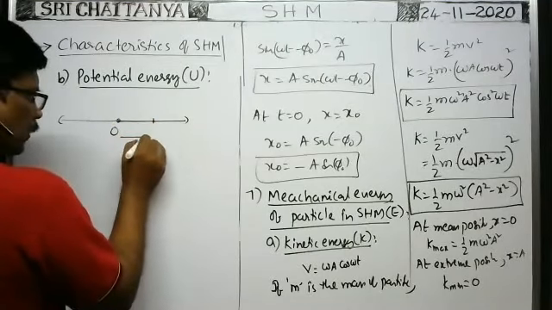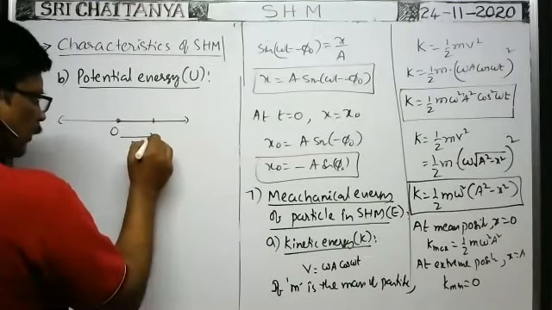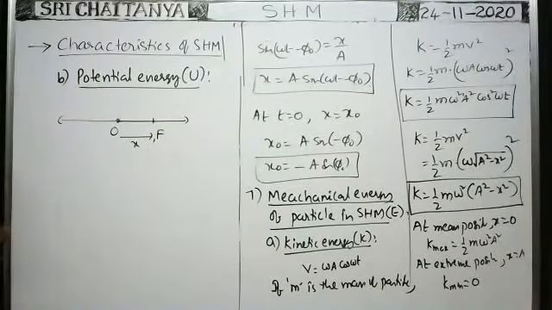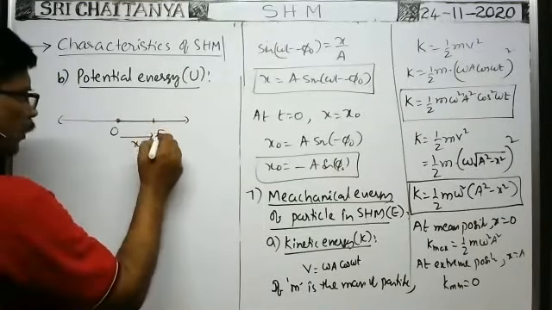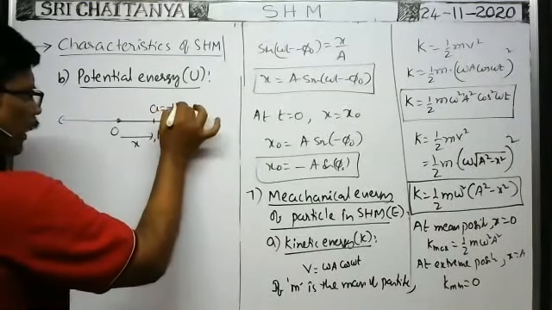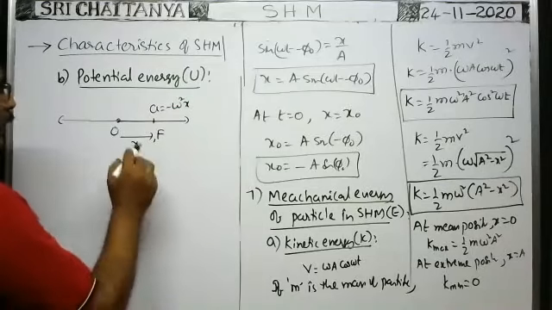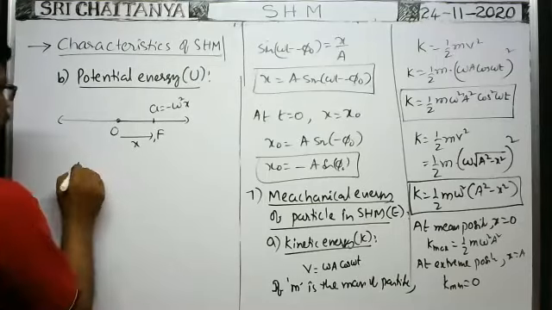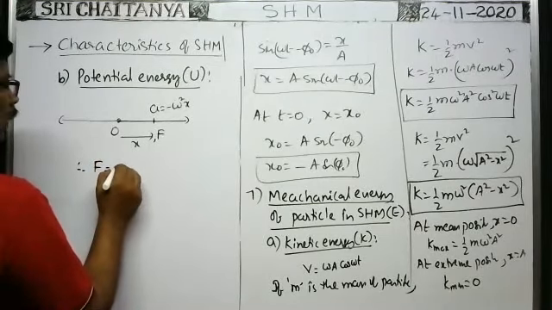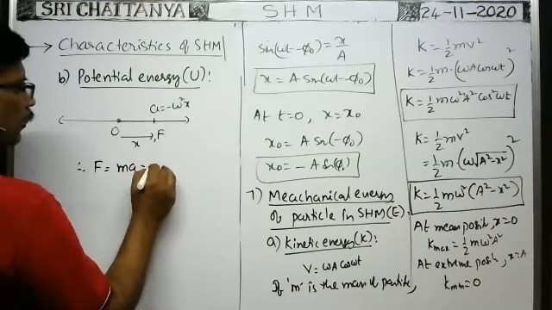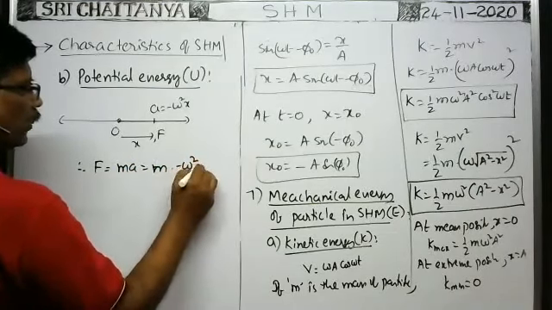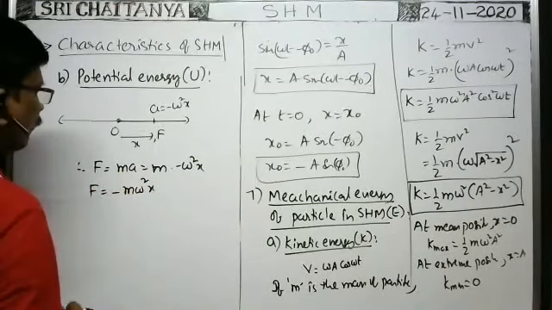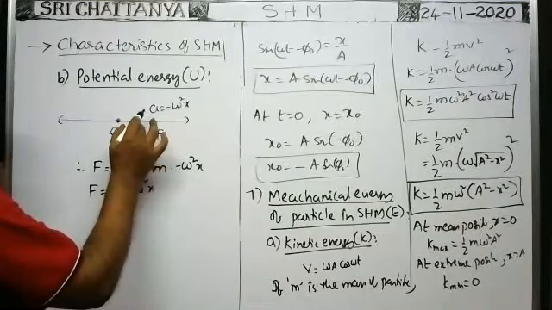Whenever the particle is displaced through a distance x, at this displacement x, what is the formula for the force that acts on the particle? At this position, the acceleration of the particle is equal to minus omega square into x, because at any displacement x the acceleration is minus omega square x. Therefore, force acting on the particle is equal to m into a, that is equal to minus m omega square into x. Therefore, F is equal to minus m omega square x. It is the formula for force acting on the particle.